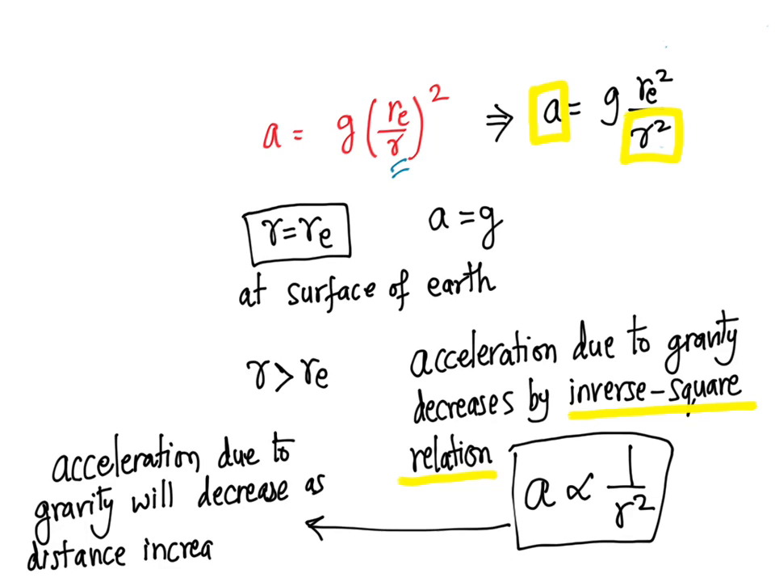There's quite an interesting fact here: even though the acceleration due to gravity decreases as the distance increases, it will never reach 0. It will keep on decreasing. It might become very, very small, but it will not become equal to 0.